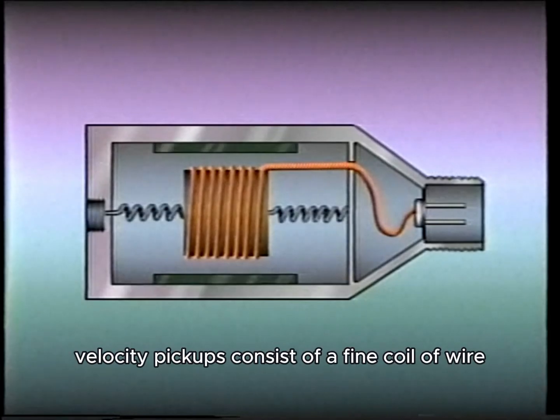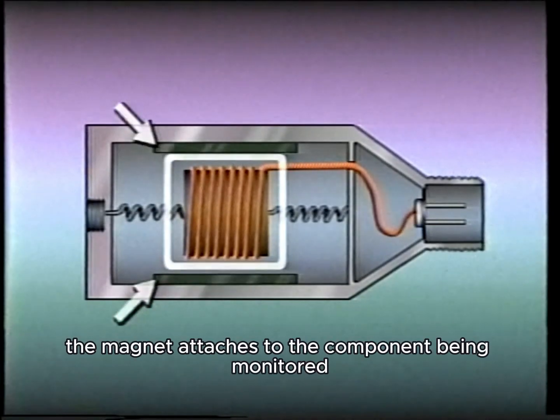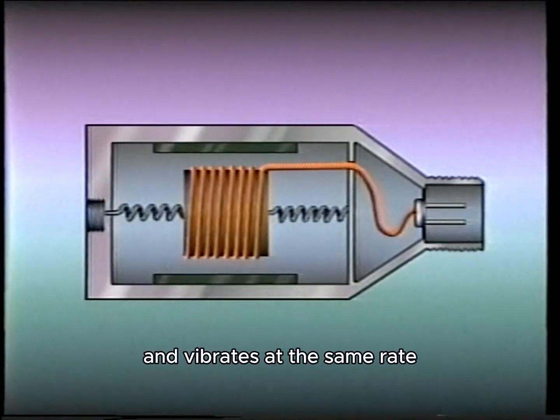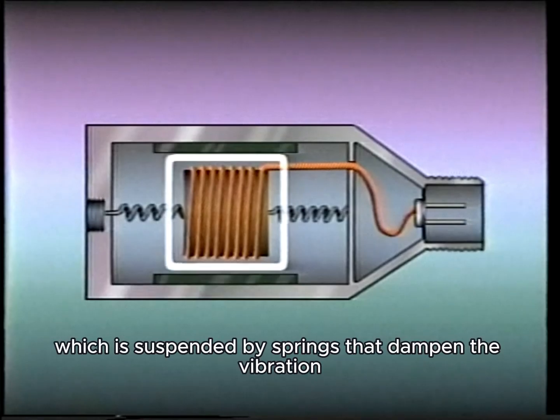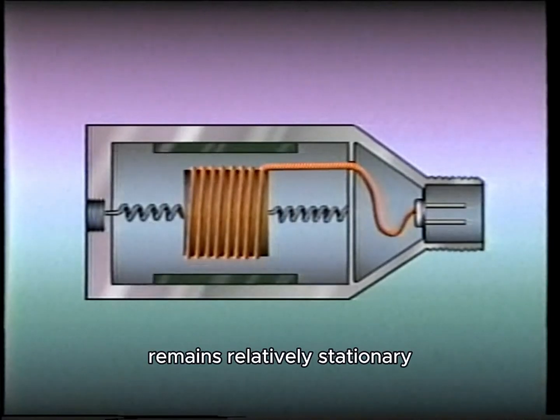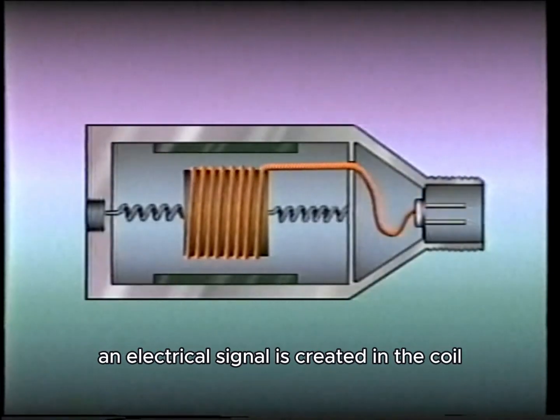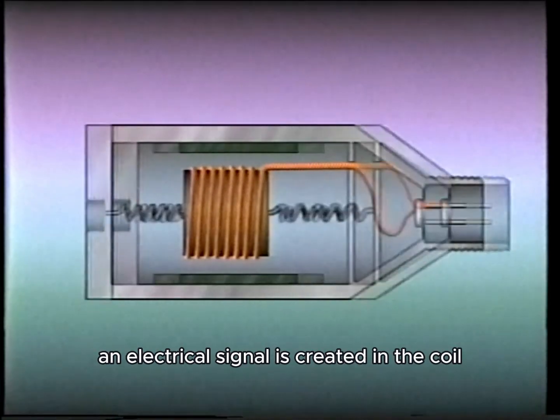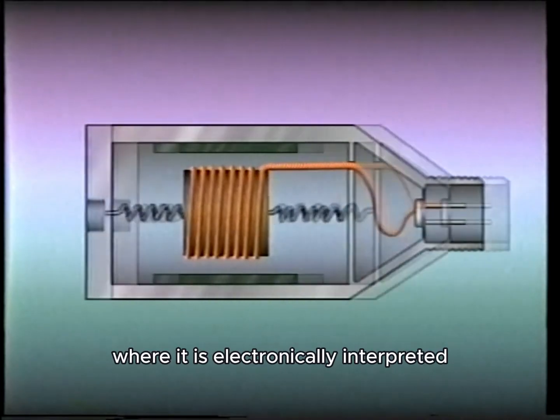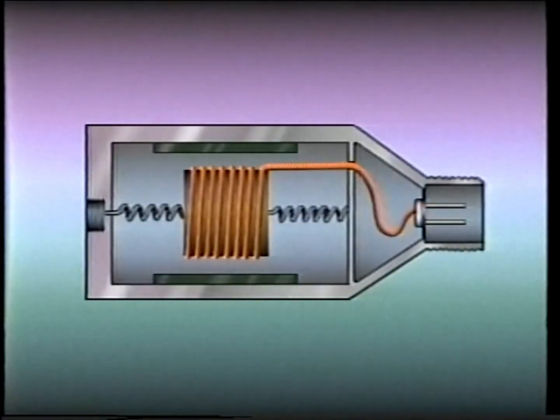Velocity pickups consist of a fine coil of wire surrounded by a magnet. The magnet attaches to the component being monitored and vibrates at the same rate. The coil of wire, which is suspended by springs that dampen the vibration, remains relatively stationary. As the magnet vibrates, an electrical signal is created in the coil. This signal is then transmitted to a device where it is electronically interpreted as a measurement of velocity or displacement.